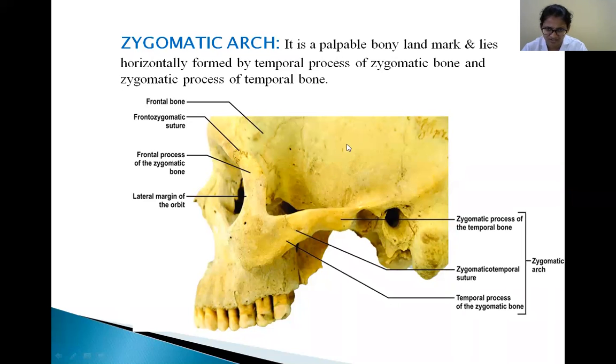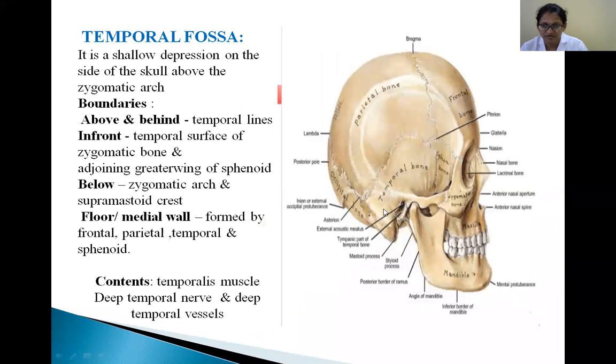Above the zygomatic arch, this space is called the temporal fossa. Below the zygomatic arch, this space is called the infratemporal fossa. First, we are going to study the temporal fossa. The temporal fossa is a shallow depression above the zygomatic arch. This is the zygomatic arch, which lies as a horizontal bar in the norma lateralis. Above it is the temporal fossa.